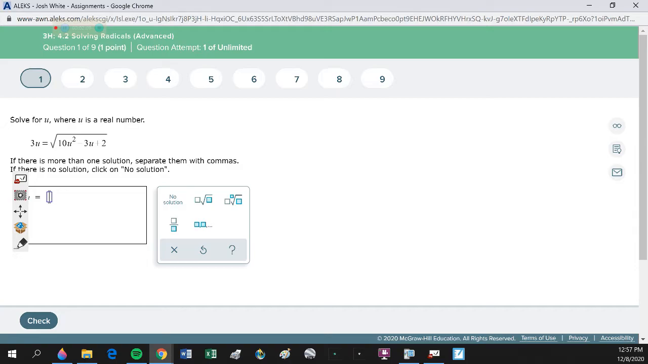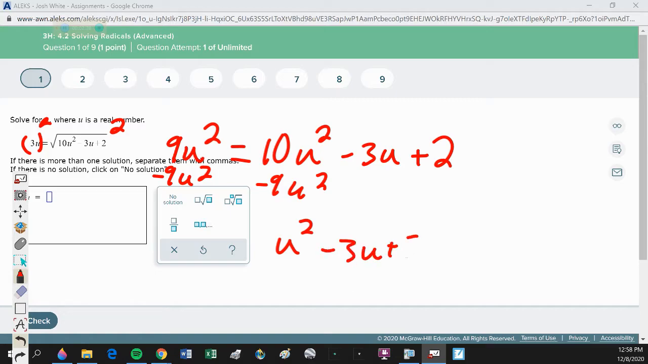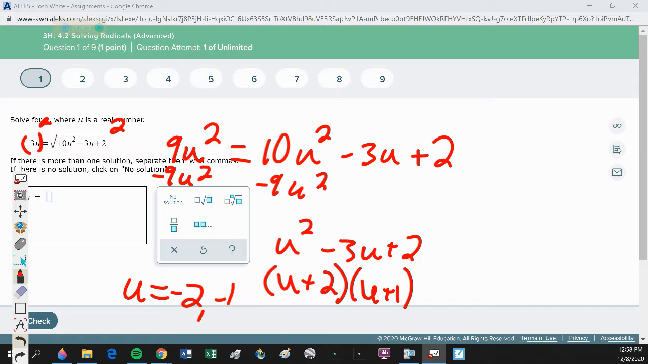So this is actually just like what you've dealt with. So we square both sides. The left side is going to be 9u squared. The right side is 10u squared minus 3u plus 2. Subtract 9u squared. And I get u squared minus 3u plus 2, which would be u plus 2 and u plus 1. So I get u equals negative 2 and negative 1.